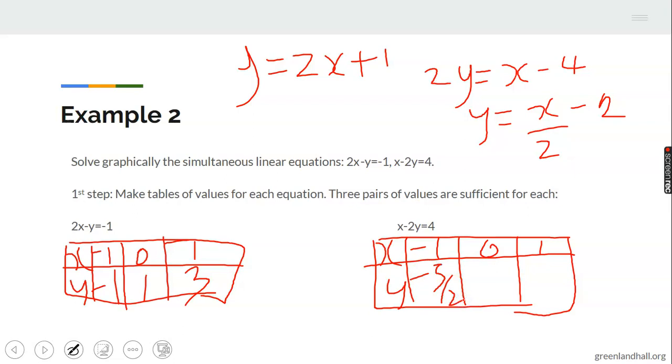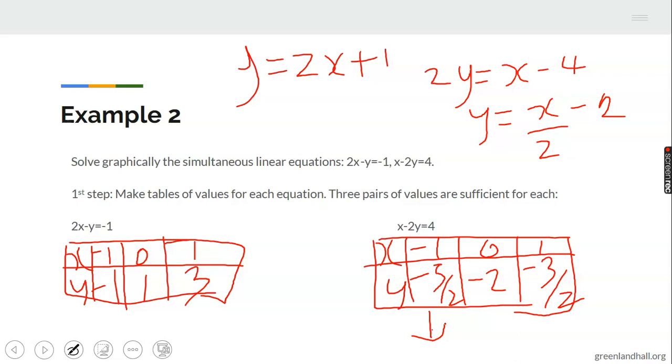When it is 0, you have minus 2. Then when it is 1, we have minus 3 over 2. So these are fractions. Just write it in your note. This is the same thing as minus 2.5 and minus 1.5.